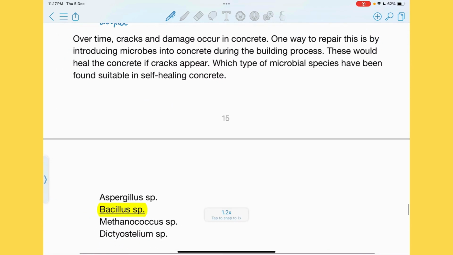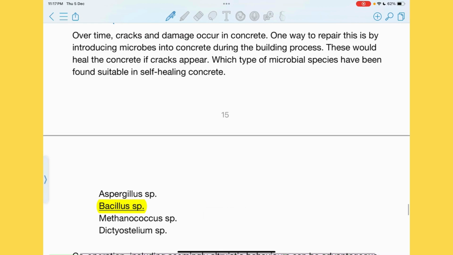Next question says, over time cracks and damage occur in concrete. One way to repair this is by introducing microbes into concrete during the building process. This would heal the concrete if cracks appear. Which type of microbial species has been found suitable in self-healing concrete? Aspergillus, Bacillus, Methanococcus, and Dictyostelium.